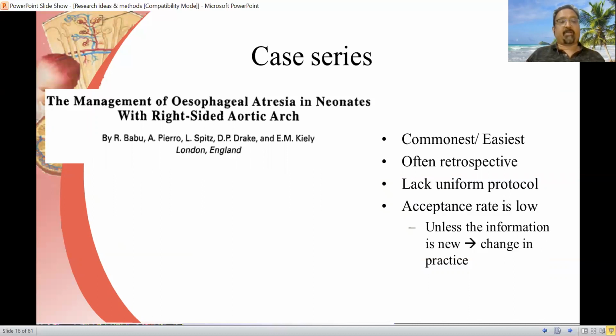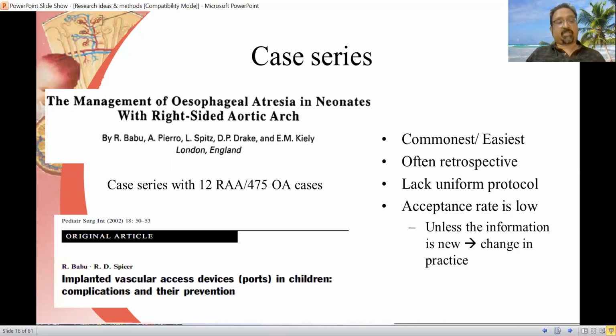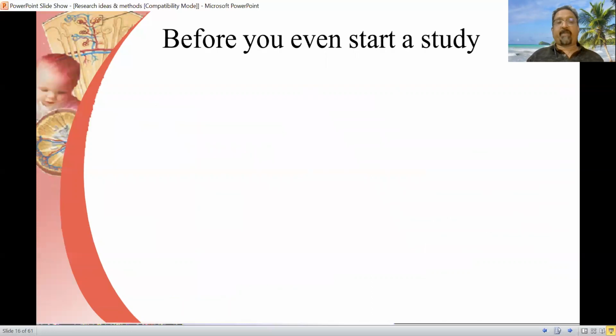For example, this was the largest series of esophageal atresia with the right side aortic arch. It is around 12 cases only out of 475. So such a rare problem, although it was a case series, it was accepted. Now this is implanted vascular access devices, chemoports in children. This is the original article which was published in 2002. This was rare. That was just being introduced in the world at that time. So that got published. But now if you want to publish the same retrospective series, it will not work because we are doing chemoports on an everyday basis.